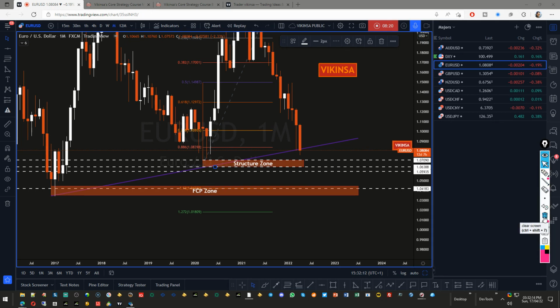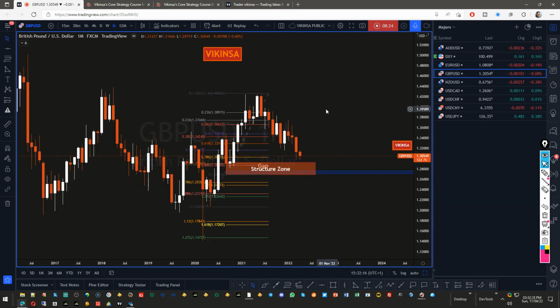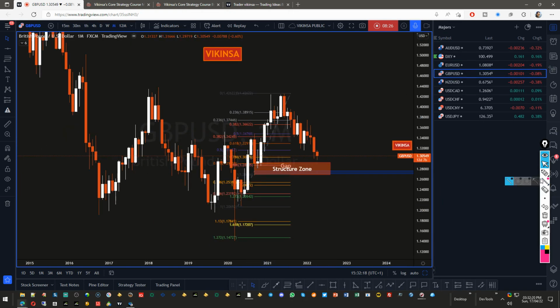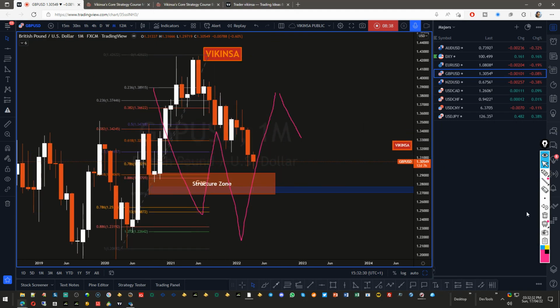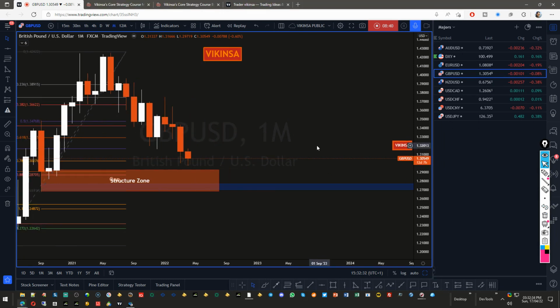Okay, so this is how it is looking on EUR/USD. Let's look at GBP/USD. On GBP/USD, what actually happened here is that we had a W pattern, and since the W pattern is complete, the market was falling down, and now it is expected to fall further into this structure zone. So this is a big structure zone.